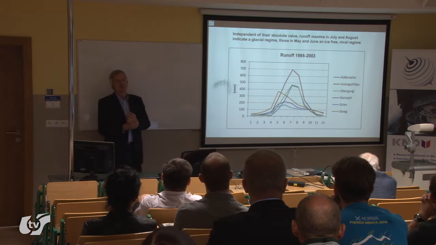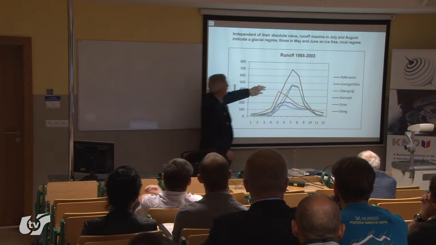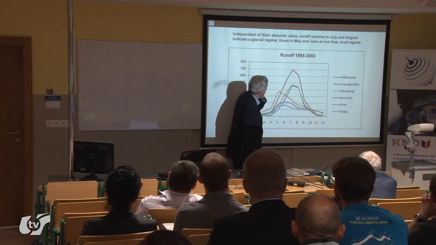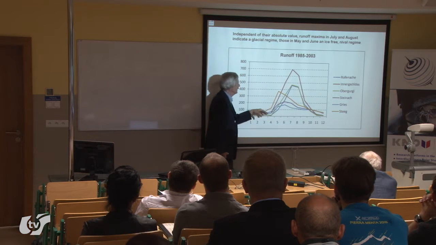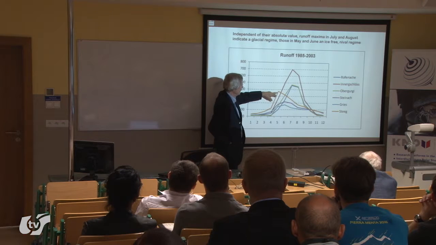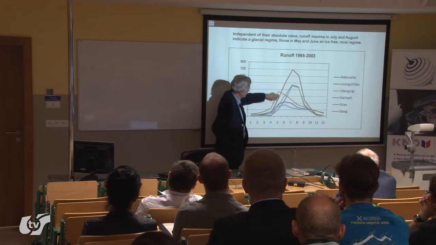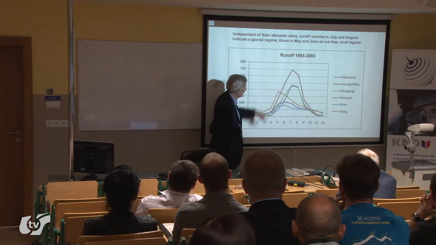Generally, you can distinguish a glacial type of runoff with peaks in July or August, no matter whether that is a wet area like the red curve or a dry area like green and blue. It is indicating predominance of glacier melting. In the nivelle type, you have early peaks of runoff in May or in June, which is an indication that it is only snowmelt that counts here.